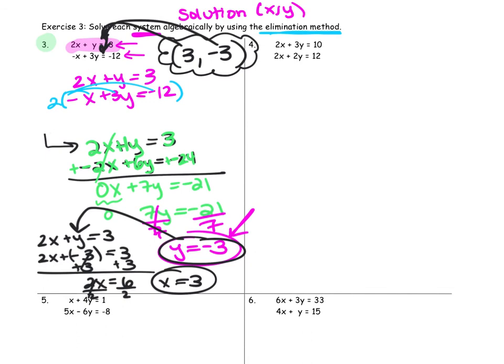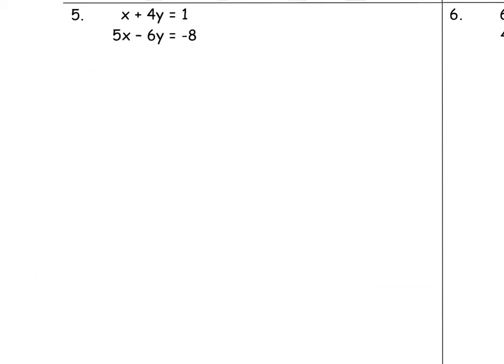All right, but I want to take a look at question 5 next. So we solved this using elimination. Let's take a look at question 5. For question 5, I'm just going to rewrite the problem. We have x plus 4y equals 1. Make sure you rewrite the problem correctly. That's important. We have 5x minus 6y equals negative 8.